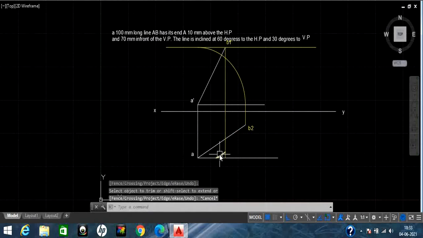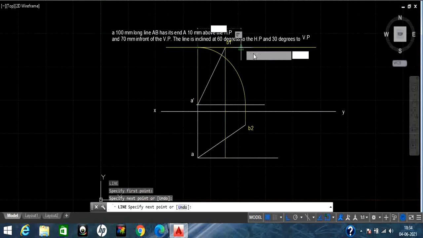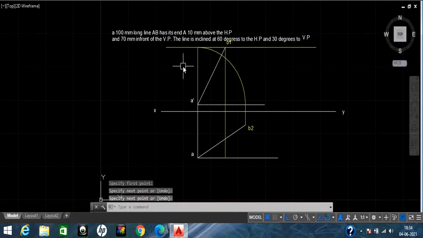But in manual drawing, take A dash B2 dash as the radius and draw the arc directly by using a compass. But in AutoCAD software, take A dash B2 dash as the radius and draw the circle, then erase the unnecessary portion. After that, take the line command and join from here to here. This is the intersection point. This is the front view of the line.